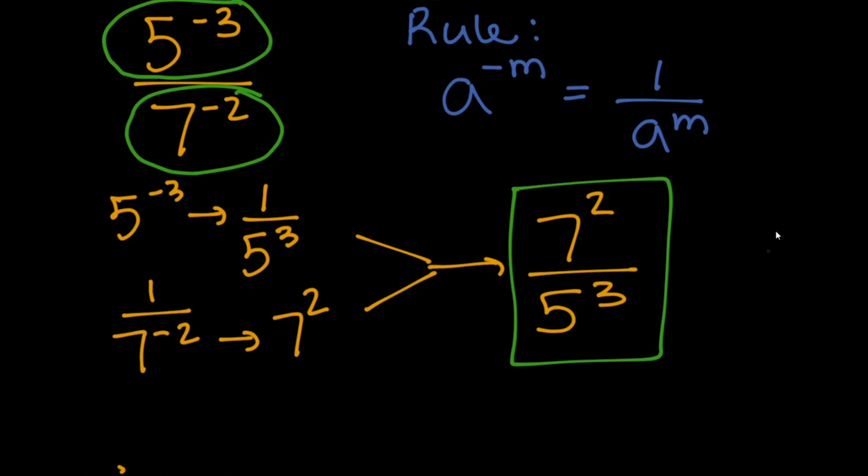You might be wondering, why are we not combining our exponents? The reason is that these two have different bases. One base is 7 and one base is 5, so we do not combine them together. And that is our final answer.